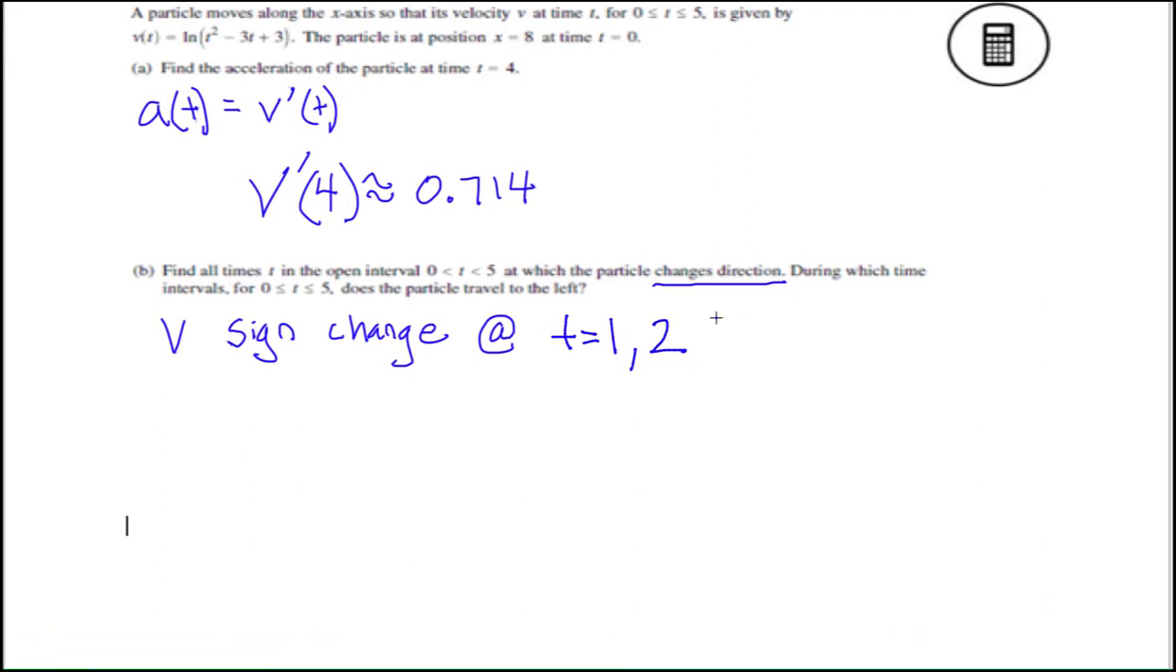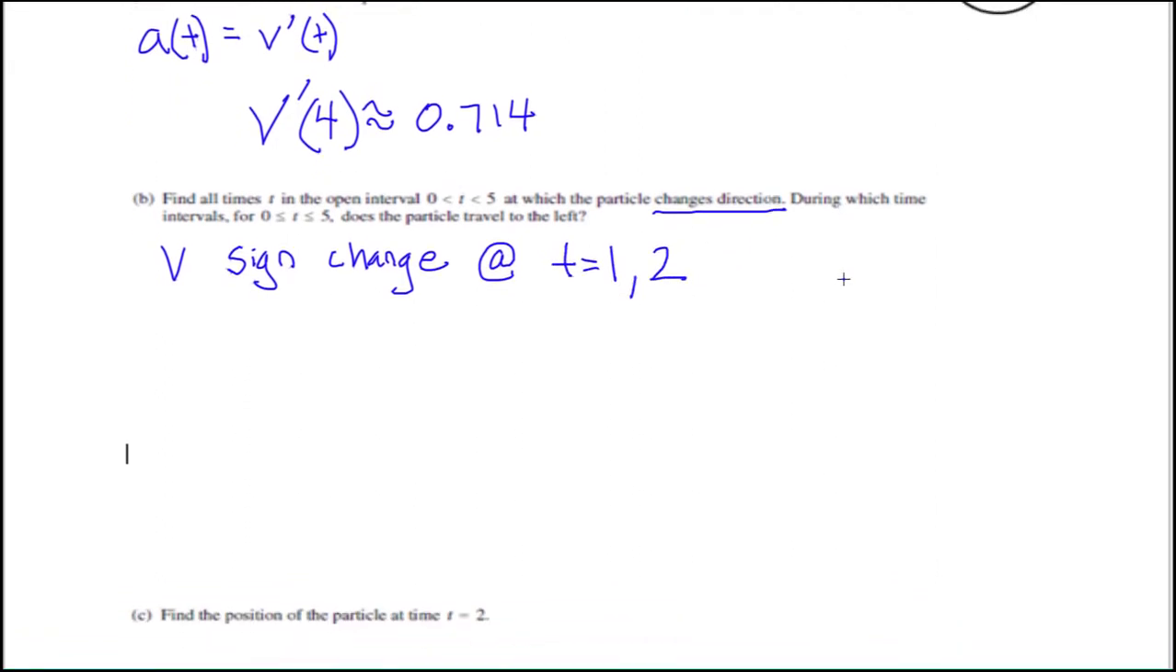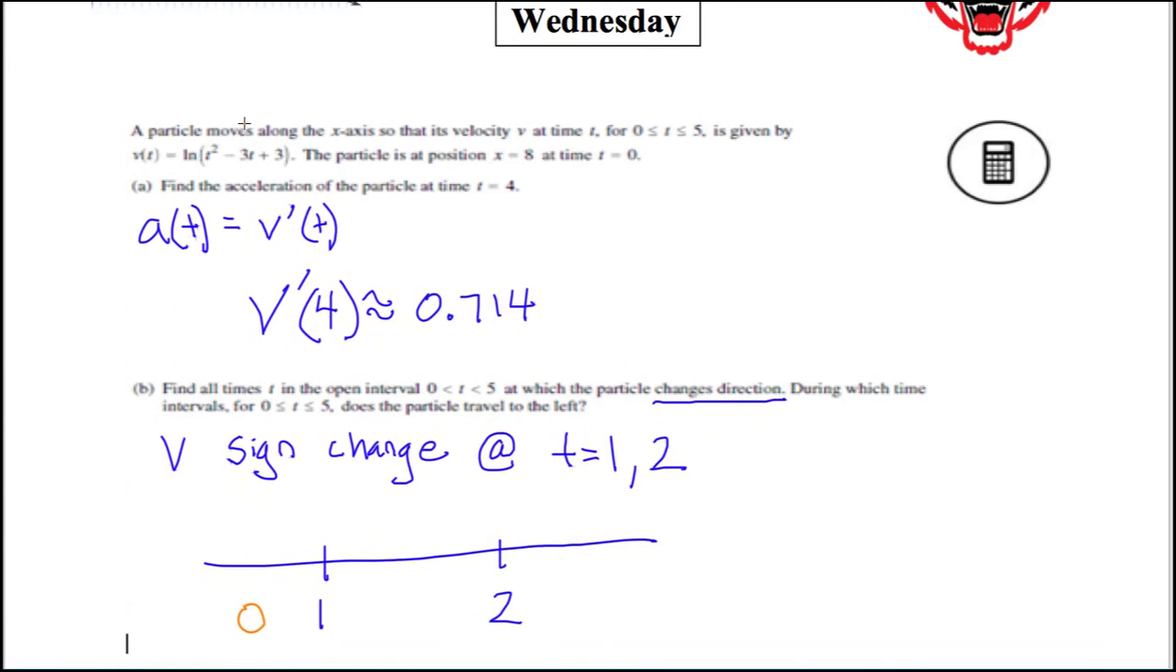Okay, so that was the first part of the question. Second part of the question, during which intervals is the particle traveling to the left? So now I'm going to make that number line, and these are like our critical values, I guess. So I'm going to plot those critical values, 1 and 2, and I'm going to choose nice numbers. What's the nicest number? Let's do 0. And I think, are there any domain restrictions? There might be domain restrictions.